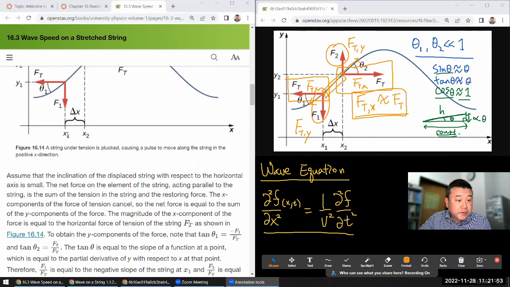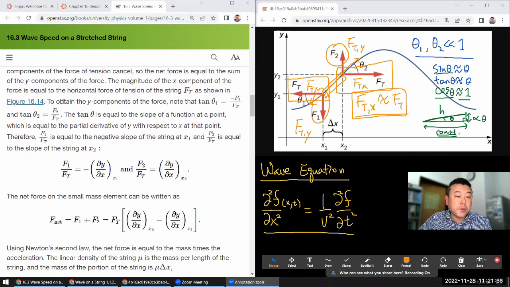Is that the same figure? Yeah, it's shown in figure. To obtain the y components of the force, note that tangent theta 1 here is equal to minus F1 over Ft. That's the exact expression for tangent. And tangent theta 2, if you're drawing a triangle that looks like this, is the opposite over the adjacent. Same thing with the opposite over the adjacent.